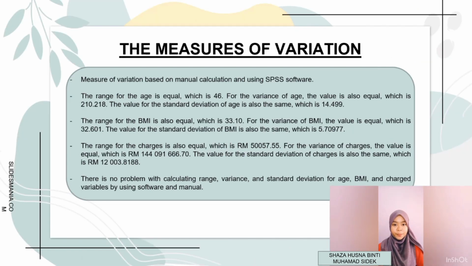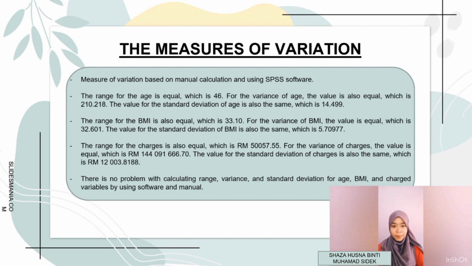After that, we computed the measures of variation based on manual calculation and using SPSS software. The range for the age is equal, which is 46. For the variance of age, the value is also equal, which is 210.218. The value for the standard deviation of age is also the same, which is 14.499.